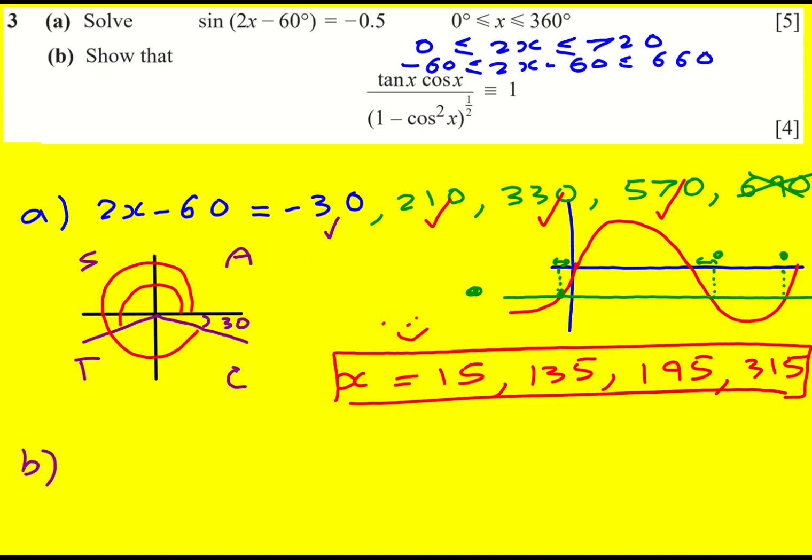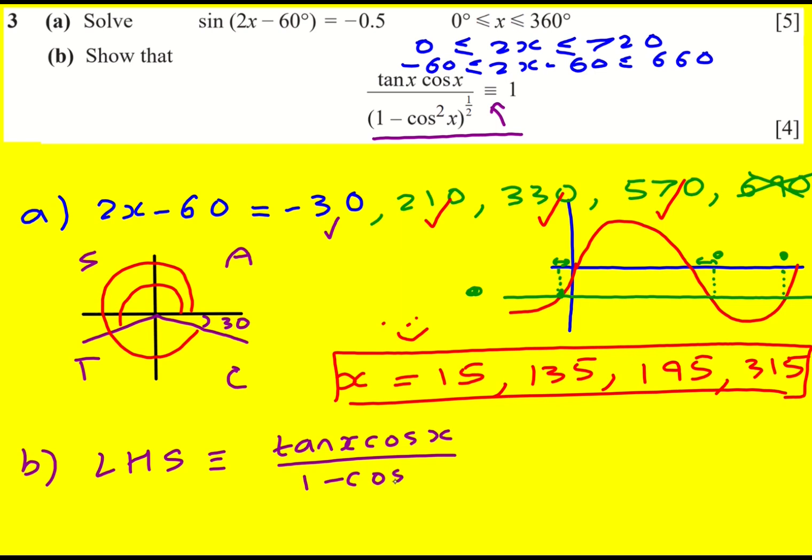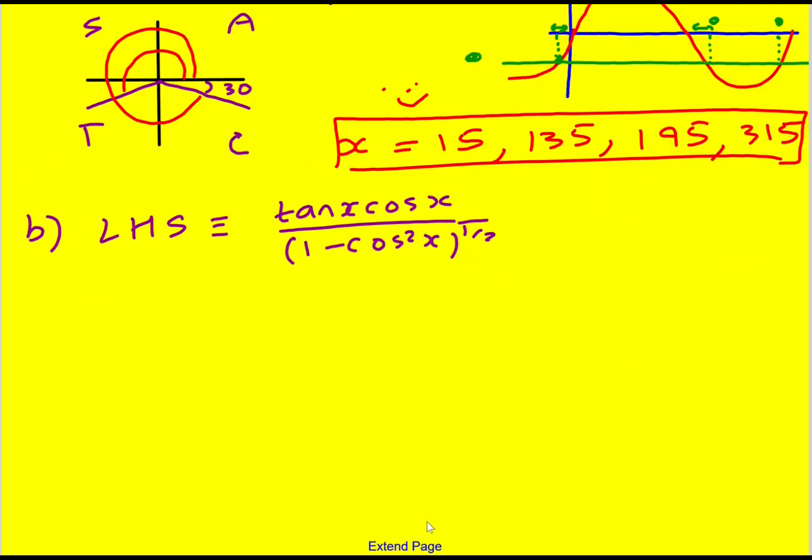In part B, we're asked to show that this is true. Now, this means identity. We're trying to show a trig identity. So I'm going to start from the left-hand side and try to get the right-hand side. Just write what we've got: tan x cos x over (1 minus cos squared x) all to the power of a half. Okay, and I'm trying to get 1.